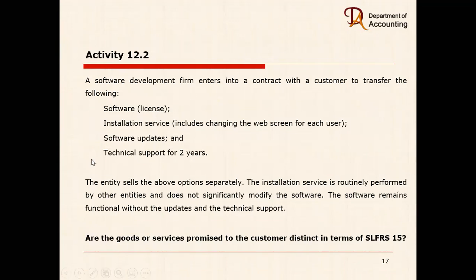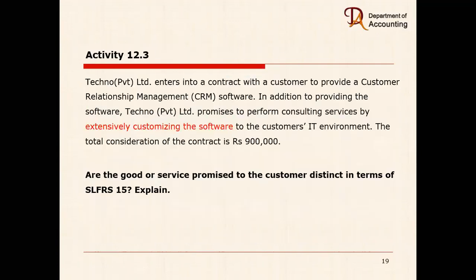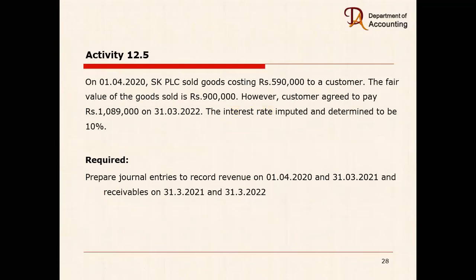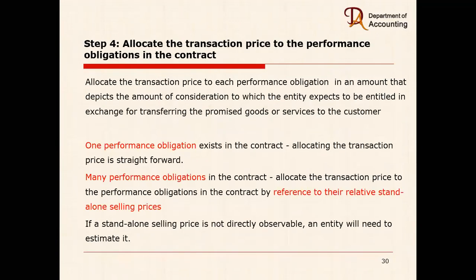Accordingly, you can identify the price for the package as well as the standalone prices for the individual products and services. In such an instance, you can use these standalone prices to allocate the total consideration among each of these products and services. That is the requirement. That's what we do when we have standalone selling prices. If a standalone selling price is not directly observable, an entity will need to estimate it. There can be instances where the standalone selling prices are not directly available. In that instance, you may have to use estimates.